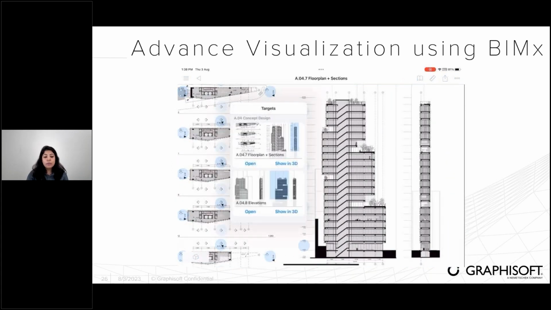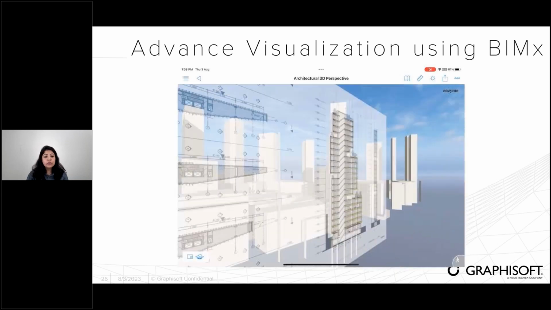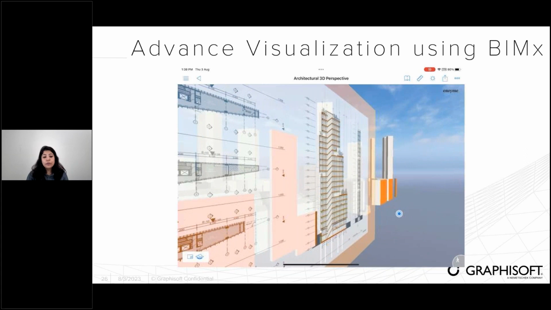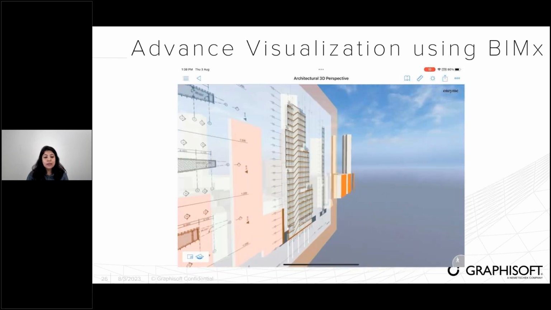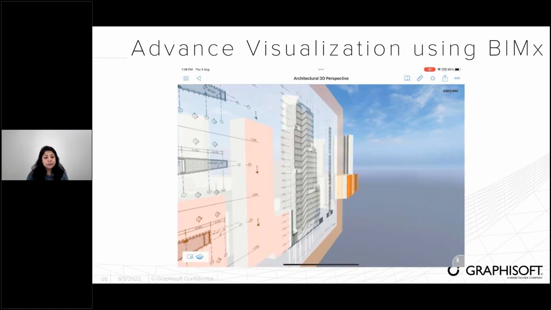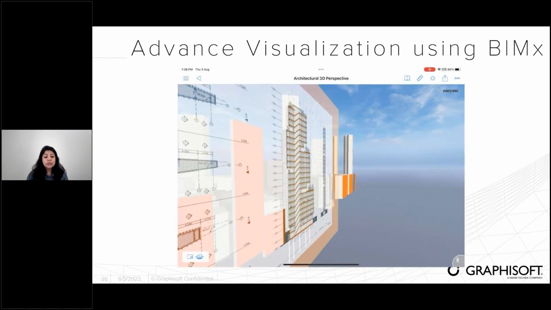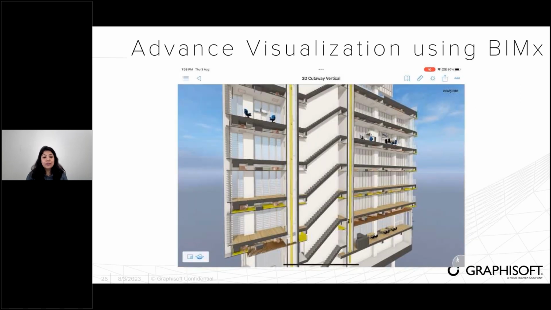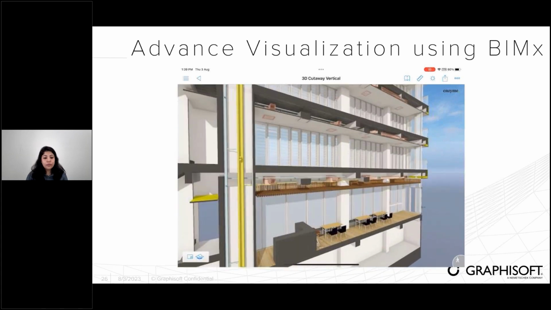You can go from a 2D to a 3D view, or from a 3D back to a 2D view, and you can make use of the cut planes and cut the sections or elevations further to visualize it better. So it's quite efficient in terms of getting into the finest details and having a photorealistic view again.